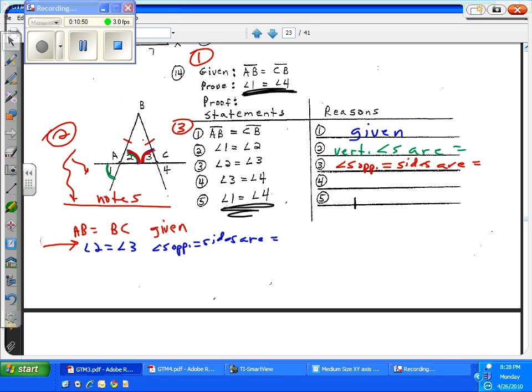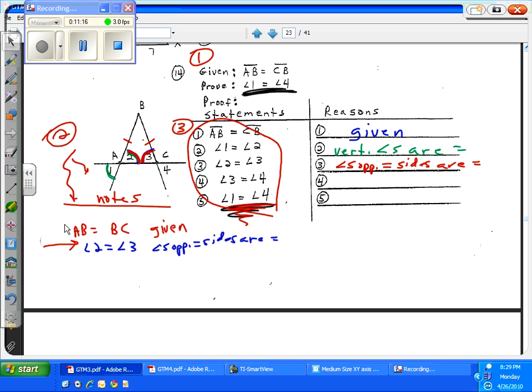Do not put prove. Prove is not a reason. Prove is the last statement. The reason has to be some definition, postulate, theorem, or property of equality. The last thing that you're trying to make a reason for will always be found in the statements above.